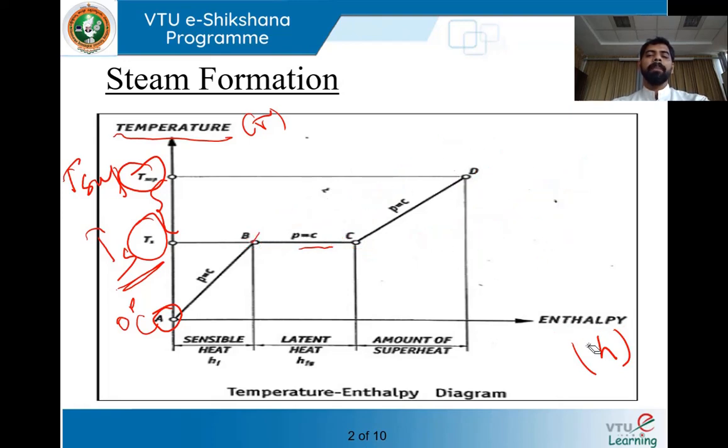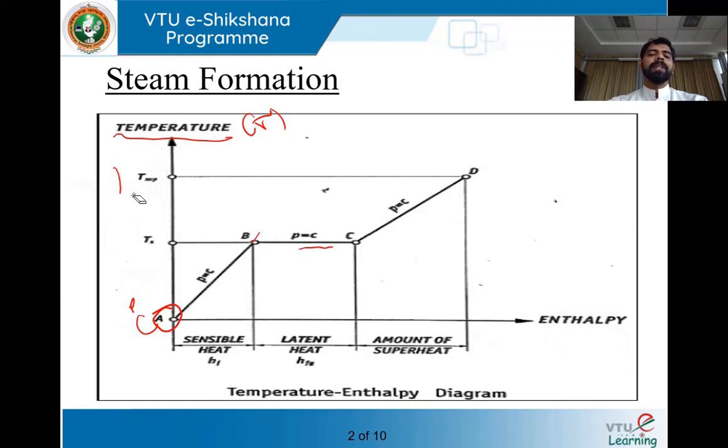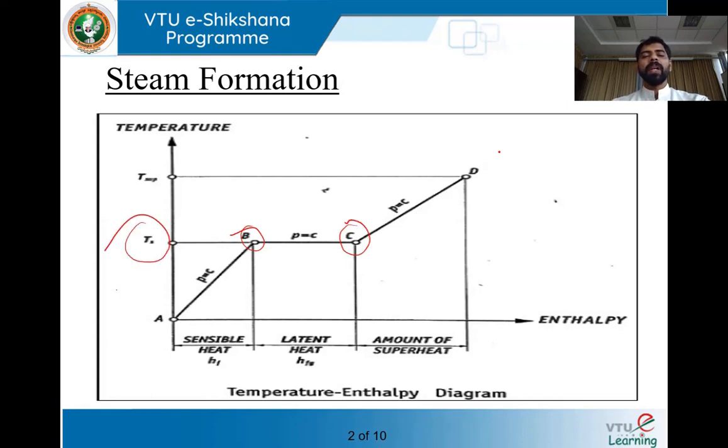Which we can see and understand in the T-H diagram, temperature and enthalpy. So what happens to the heat content as the temperature increases? In this diagram we can see that from A to B, it is nothing but heating the water from 0 degree centigrade to TS degree centigrade. From B to C, it is changing the phase of the mixture from liquid phase to vapor phase at the same temperature. What is from C to D? Increasing the quality of steam by increasing the temperature of the steam by T super, which is above the saturation temperature.